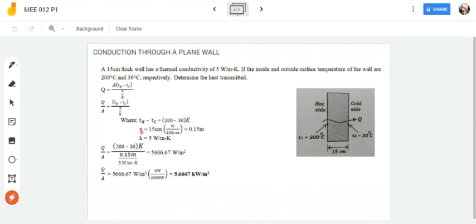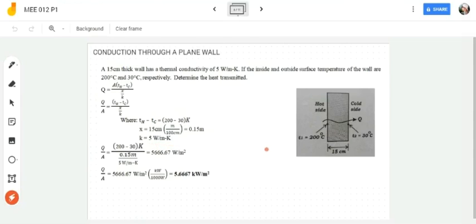And then your thickness is 15 centimeters. So we will make the units common or the same with each other. So we will be converting our centimeter into meter. So there are 100 centimeter per meter. Convert this, it will become 0.15 meter for our thickness. And for the thermal conductivity, we have 5 watt per meter Kelvin.